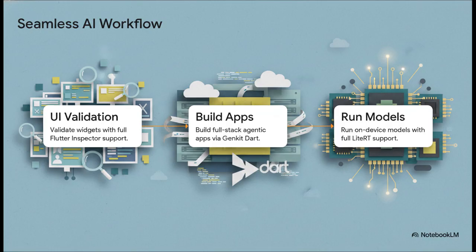Let's look at how this all builds into a complete, seamless AI workflow. First up, UI validation is getting a lot faster. Widget previews, which were introduced previously, now have full support for the Flutter inspector. This means your developers can validate little pieces of the UI entirely separately from a running app. Second, for the backend, developers can now build full-stack, production-ready agentic apps using the new GenKit Dart open-source framework, which beautifully handles both the server and client sides.